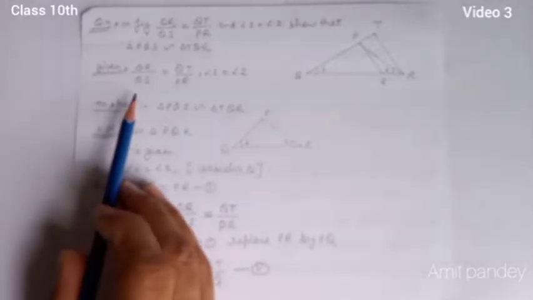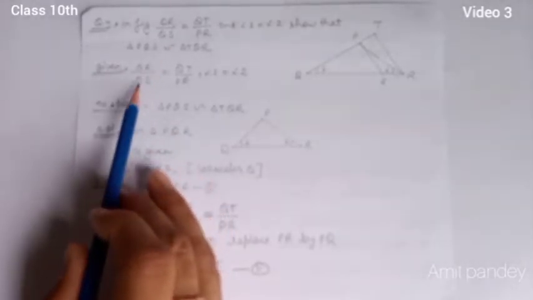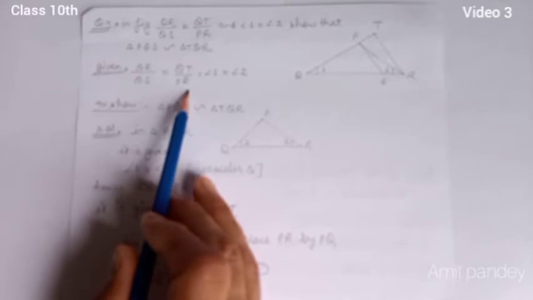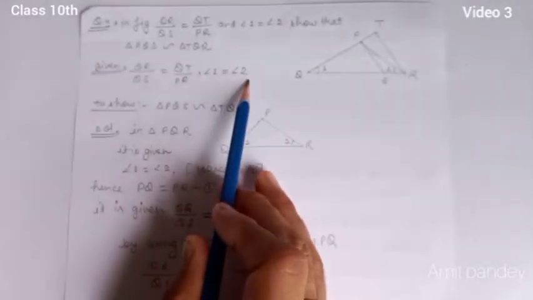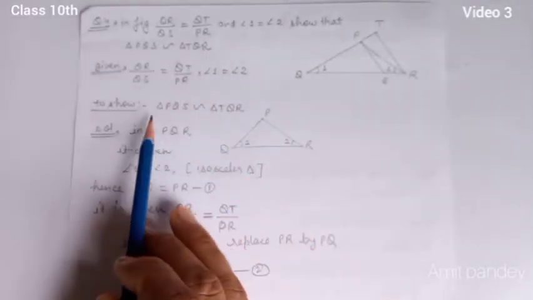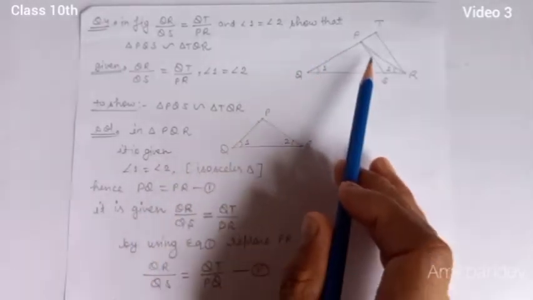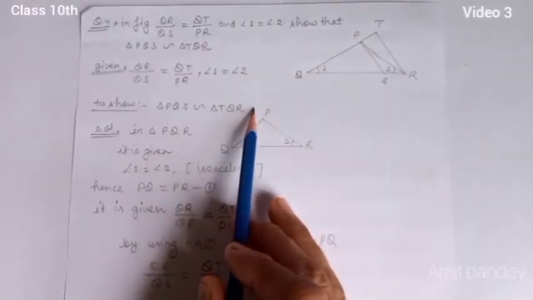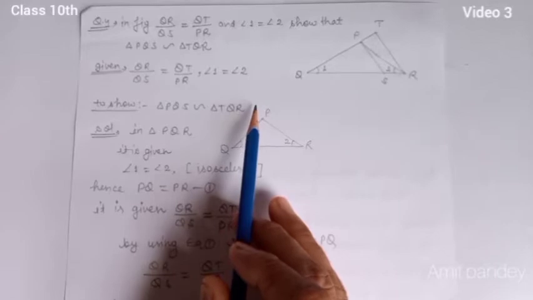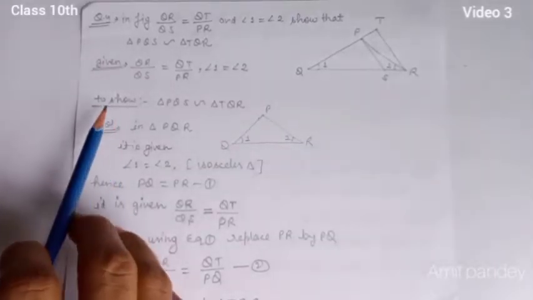Students, in such types of questions, whenever we have to prove or show something, we first write what is given in the question. So what are the given things here? Given QR upon QS equals QT upon PR, and angle 1 equals angle 2. Now what we have to show? We have to show PQS and QTR are both similar here. So everything is written here.